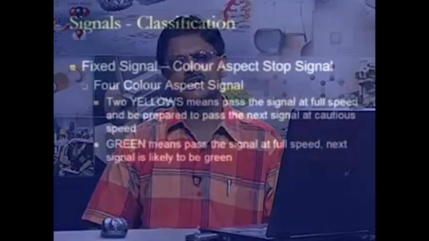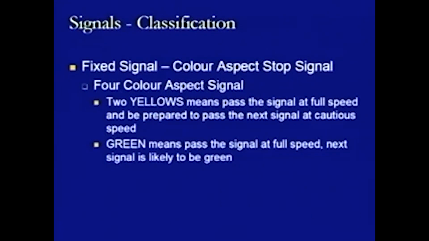Whereas, we have 2 more options in this one, that is there is a second yellow or a double yellow condition, and this double yellow condition means that you can pass the signal at full speed, but be prepared to pass the next signal at cautious speed. So, that is the difference between the two.